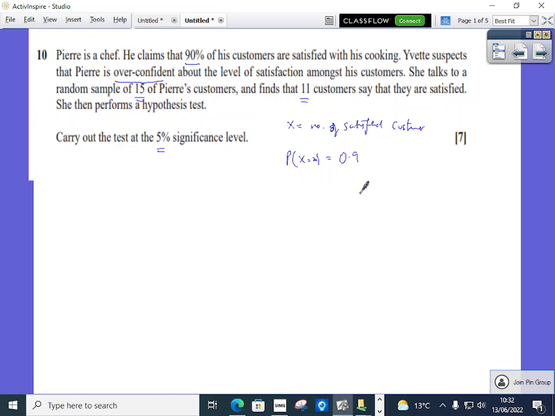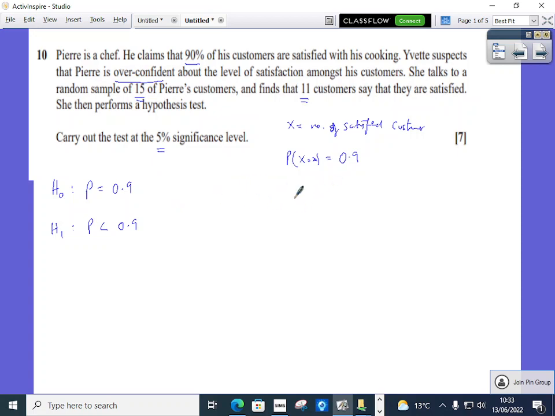Okay, so let's just write here we've got a null hypothesis that the probability of satisfied customers, proportion of satisfied customers, is 0.9. Now Yvette reckons he's overconfident. So she reckons that the alternative is that p is less than 90%. So just to put that out there, that is overconfident, so it should be less than 90% of people are satisfied. Okay, so you're going to get 1 mark, 2 marks there.